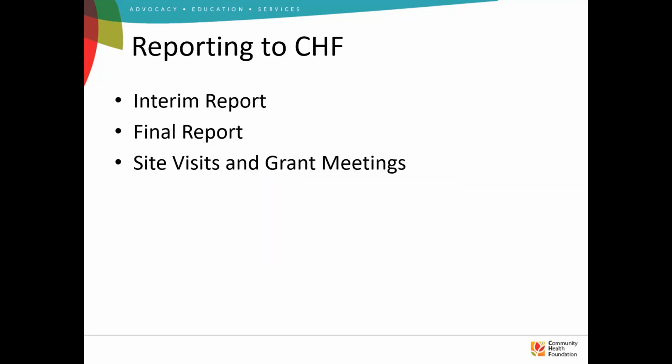If you are awarded a grant, there are reporting requirements during the year. Most grants require an interim report on January 31st, and all must submit a final report by July 31st. If these reporting requirements aren't met, you may not be eligible for grants in future years. During a grant year, you can expect a request for a site visit or a meeting to discuss the progress of your program.